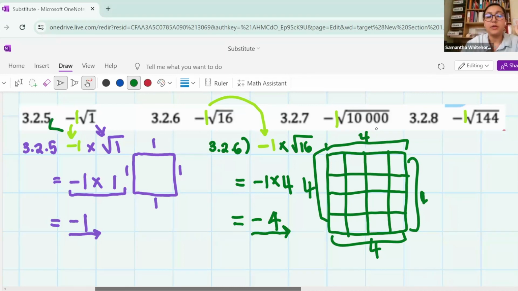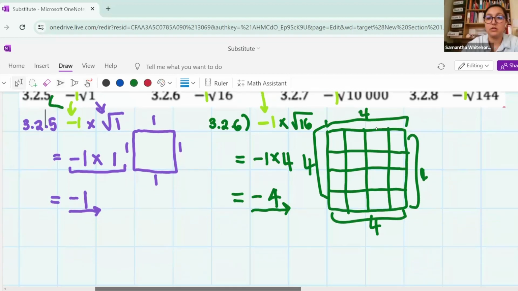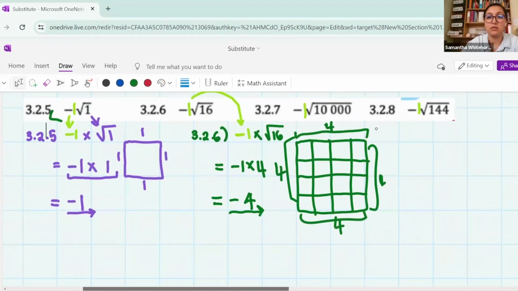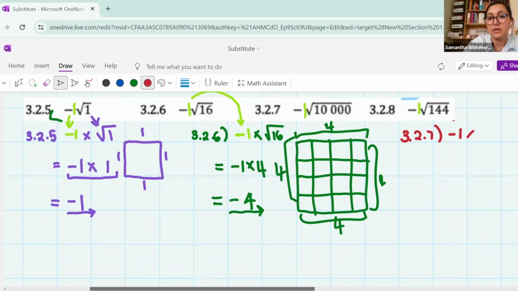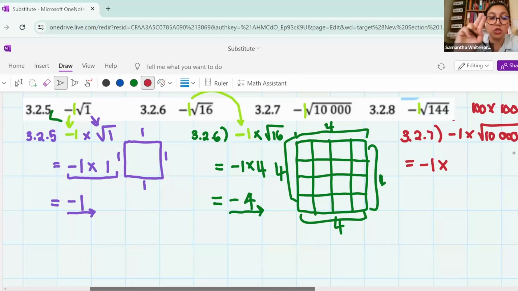Right, if we have a look at 3.2.7, 3.2.7 is now saying -1 times the square root of 10,000. I actually did this earlier on, so we'll have a look again. So -1 times. Now, remember, 10,000 is coming from 100 times 100. Those are the two identical numbers that we multiply together in order to get 10,000.